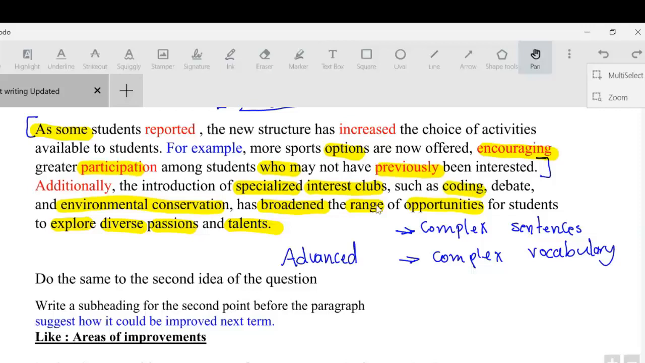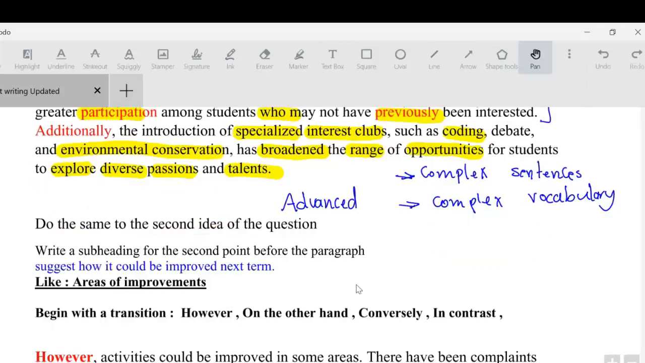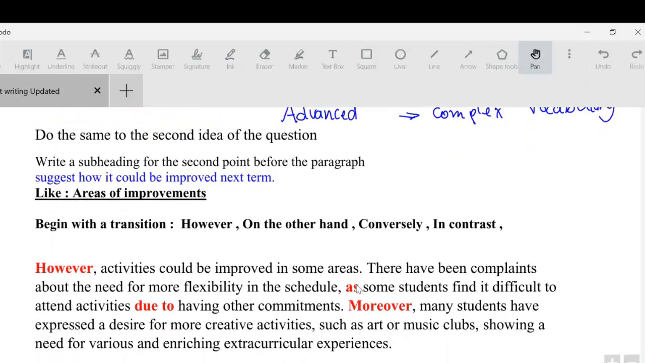You will do the same structure in the next paragraph. So the next paragraph, you will do the same for the second idea of the question. What is the second idea of the question? You will write a subheading for the second point, which is to suggest how it could be improved next term. This is the second point I should write about, how it could be improved. So here is my subheading.